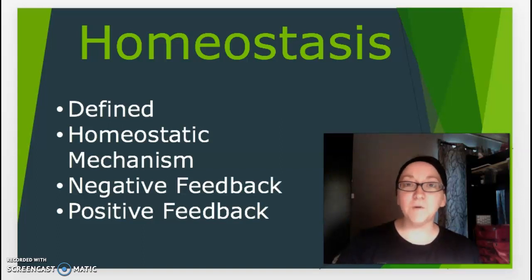So we're going to talk about four things. We're going to start with just defining what homeostasis is. We're going to look at a homeostatic mechanism and how that works in a complete cycle. And then we're also going to look at negative and positive feedback, two different types of homeostatic mechanisms. So let's get started.